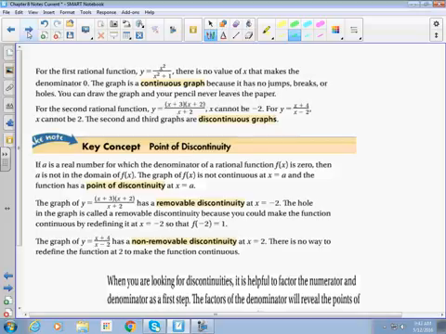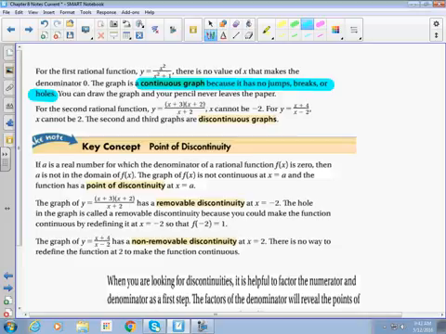For the first rational function, y equals x squared over x squared plus 1, there is no value of x that makes the denominator 0, because if I square anything, I'm not going to get negative 1. So there's no real number that makes the denominator 0. The graph is a continuous graph because it has no jumps, breaks, or holes. And that's the definition of a continuous graph. You can draw the graph and your pencil never leaves the paper.